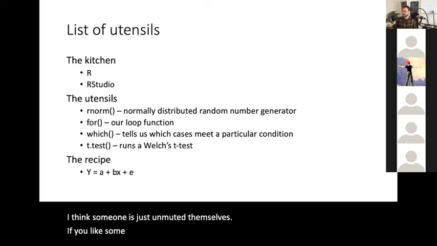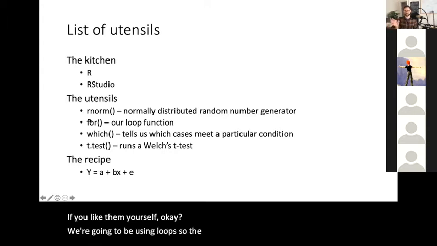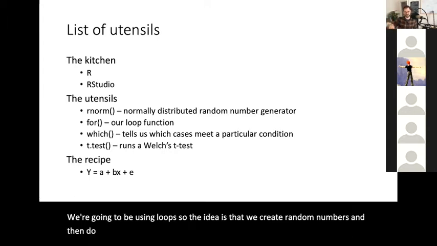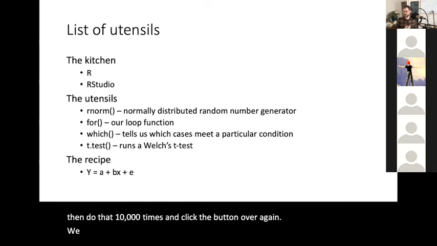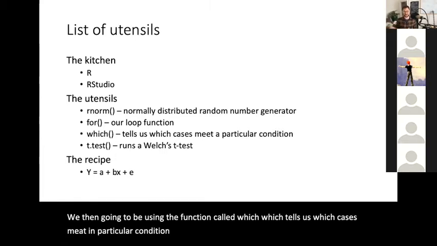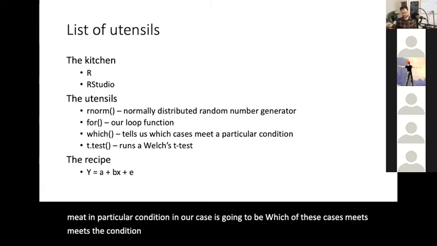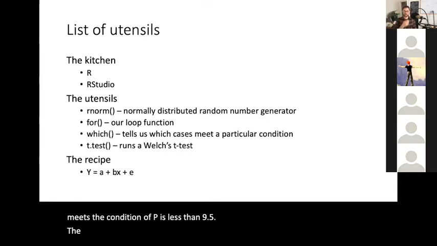Okay, cool. We're going to be using loops. So the idea is that we create random numbers and then do that 10,000 times without having to click the button over and over again. We're then going to be using the function called which, which tells us which cases meet a particular condition. In our case, it's going to be which of these cases meets the condition of p is less than 0.05. And we're also going to be using t.test, which is Welch's t-test.